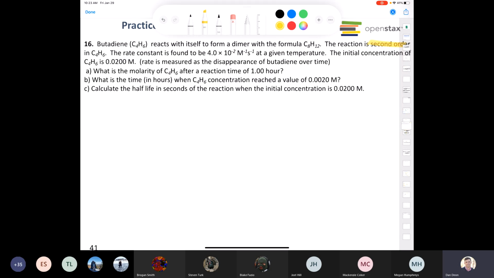A student asked me earlier, how do I know what formula to use? Well, let's try the method of just writing down what we know. First thing we know is that the reaction is second order. Now, if this is the reactant, that means the rate is going to be equal to the rate constant times the reactant, C4H6, to the power of what? Who can tell me?